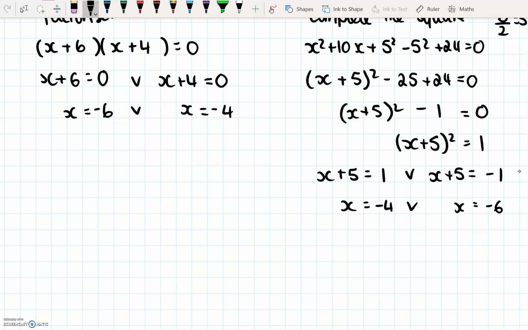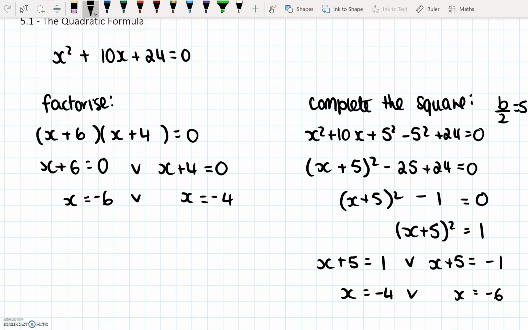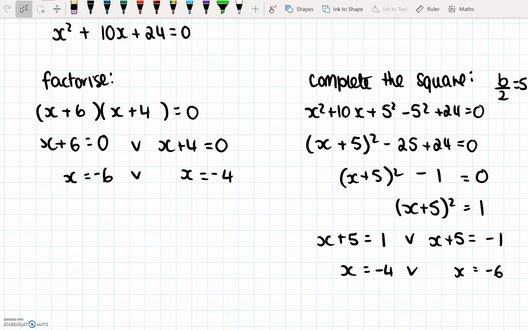So we've solved it in two ways now, and you can see both ways work perfectly fine. They also give us a nice answer. You get the same answer both ways. You can clearly see though that factorizing is quicker if you can do it. So please try to factorize first because it will save you a lot of time.